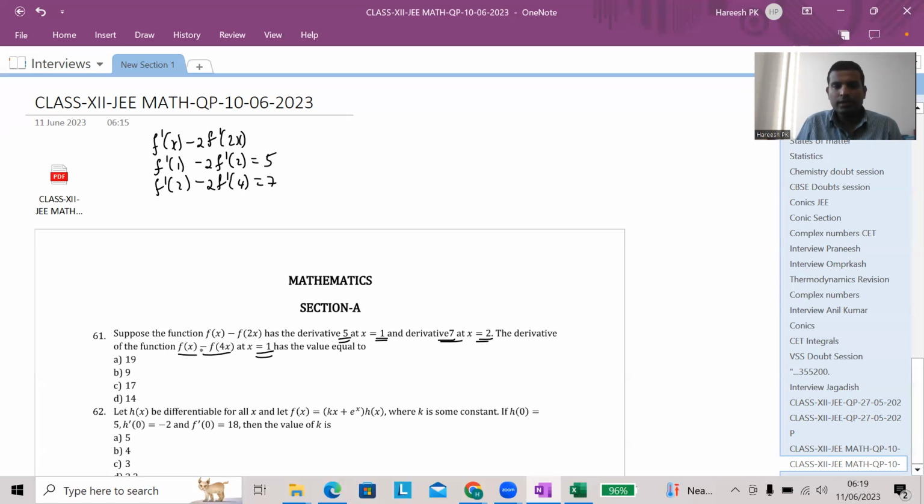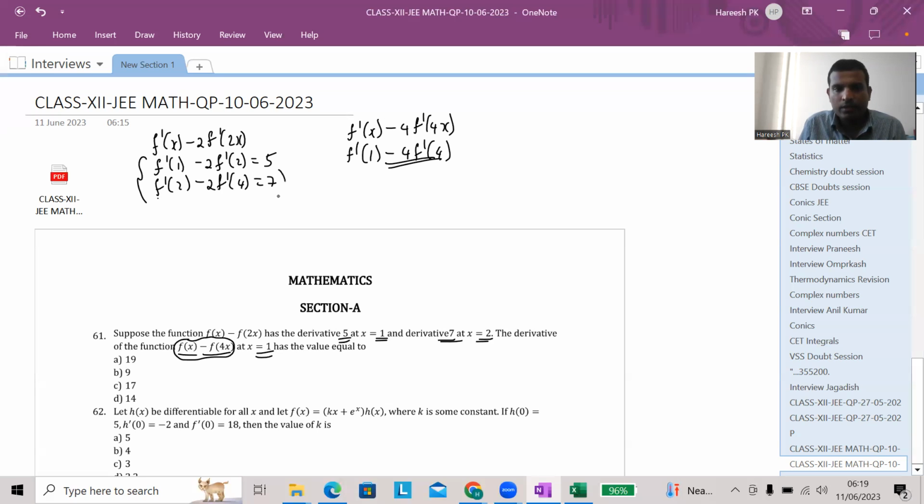And they're asking us to find derivative of this function. So let us differentiate that function and substitute x as 1. So when I differentiate, I'll get f dash x minus 4 times f dash 4x. Now, when I have to substitute x as 1, I need to find out the value of f dash 1 minus 4 times f dash 4. So now how do we solve this? We know these two equations. From these two equations, I'll have to get this. Quite obvious, I have to eliminate f dash 2.